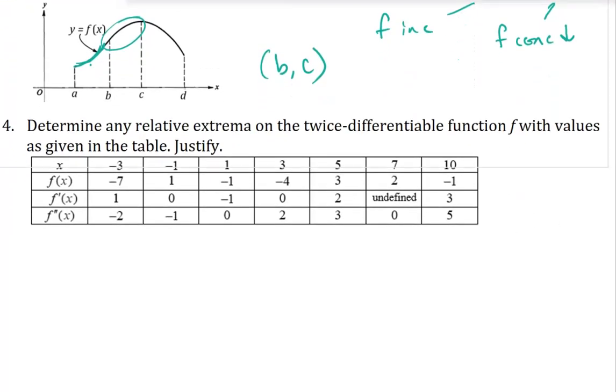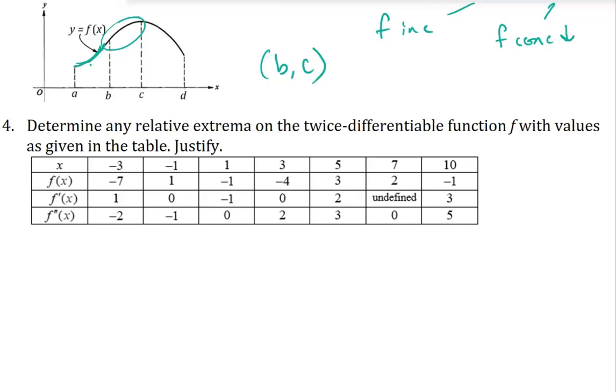Okay, and then the last one here, we have a table of values. We do know it's twice differentiable, so no issues with the second derivative not existing anywhere except where it tells us that f prime is undefined. And it says values are given. We are looking for any relative extrema.